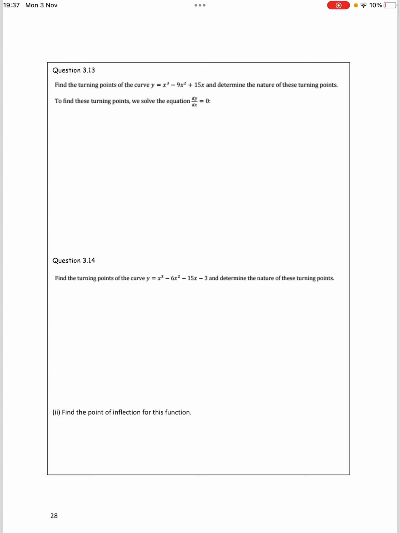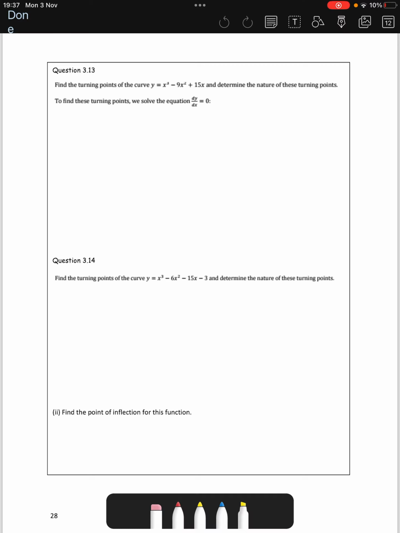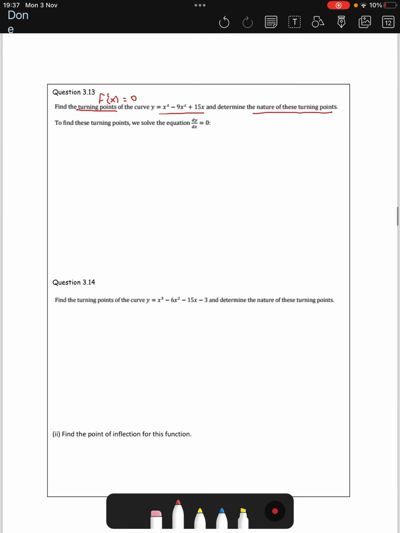This question here on page 28 of the Calculus 2 notes. We'll take a look at it and we'll go through how to go about doing it. So for this one, it says in question 3.13, we are finding the turning points. So we know turning points, that is where our first differentiate will equal 0. We have our curve there and it wants us to determine the nature, okay? Which means that we're going to need to check and see which is max and which is min.